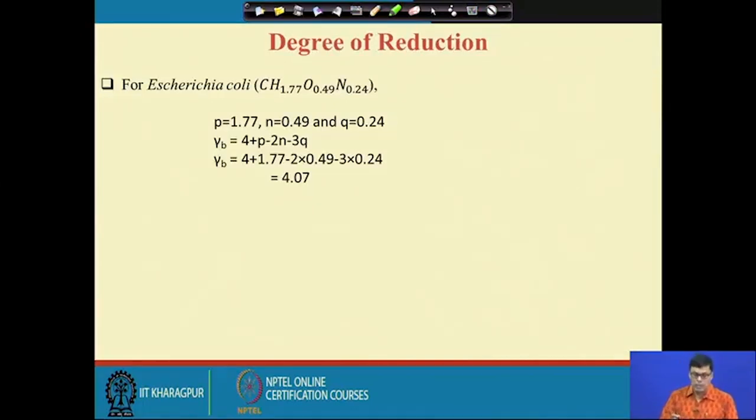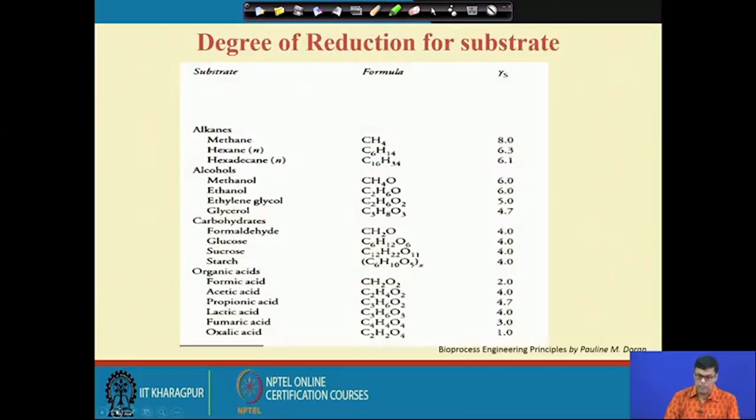Now, in the case of Escherichia coli, this is the formula that we have just found out. And what will be the free electrons? This is 4, then 1.777 into 1, then minus 2 into 0.49 and minus 3 into 0.6. So it is coming about 4.07. I hope it is clear to you. Now, we have done some degree of reduction calculations for some substrate molecules like alkanes, alcohols, carbohydrates and organic acids. You can practice these.